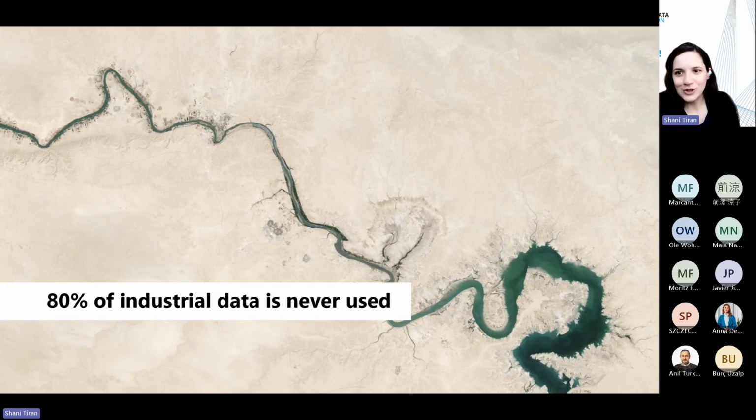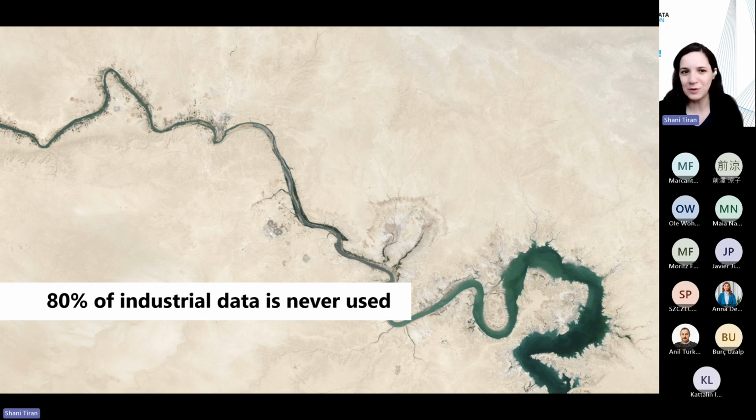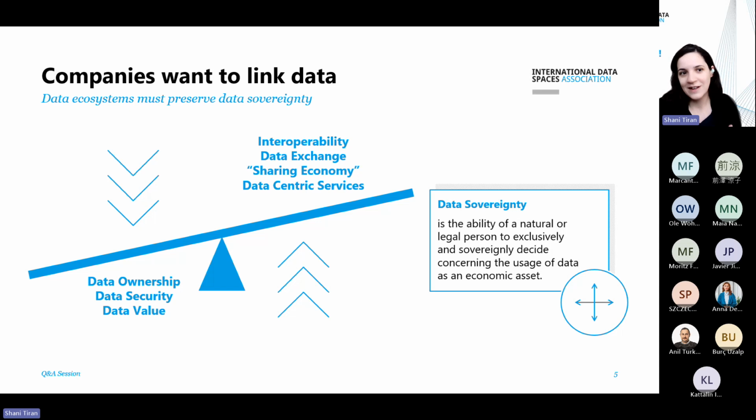But the reality shows us that this potential does not come to fruition. We see the numbers here: 80% of industrial data is never used. If you think about the exponential growth of data these days, this is a huge economic potential that is basically wasted. And the reason we don't see the realization of such models is that there are basic barriers that discourage companies from sharing data, namely trust issues, interoperability issues, and control concerns.